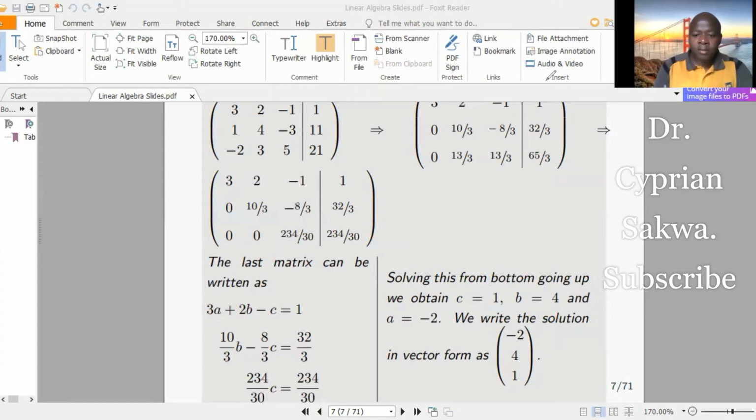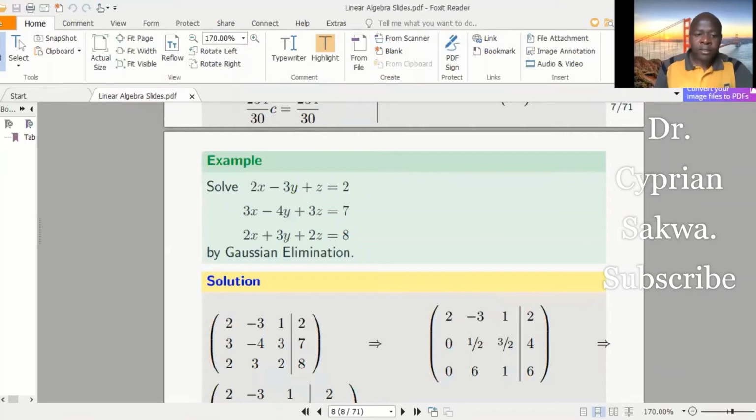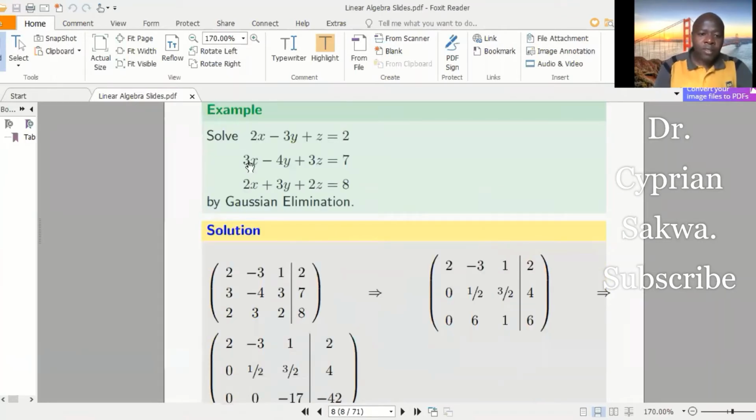So I want us to look at another example, how to solve a system of linear equations by Gaussian elimination. I have this system here, and I want to solve it. So the first process, as we said, is to extract the augmented matrix: 2, -3, 1, 2, then 3, -4, 3, 7, then 2, 3, 2, 8, and reduce this matrix to echelon form.